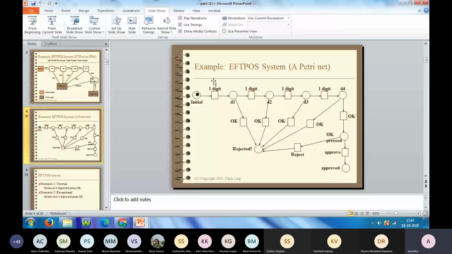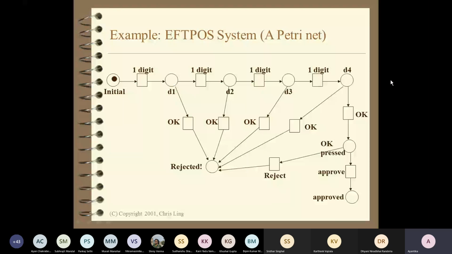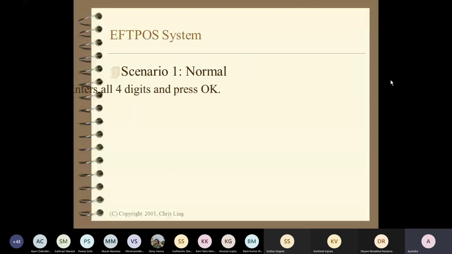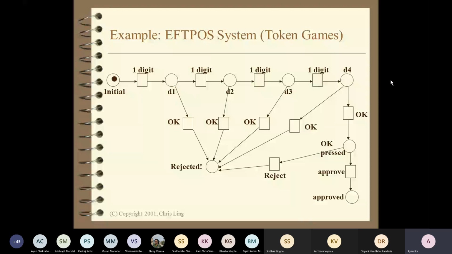Then comes the Petri net. So what happens in the Petri net? You'll see there is some noisy sound, but here is how they have done it. If this is your initial step, from there you enter your tokens. So you have entered the first digit, and then the second digit, you have not pressed OK, so it goes to this path.